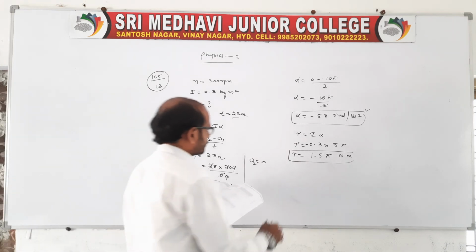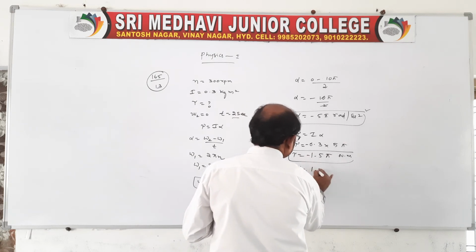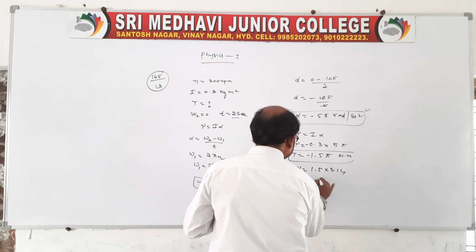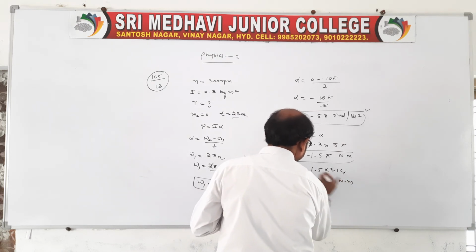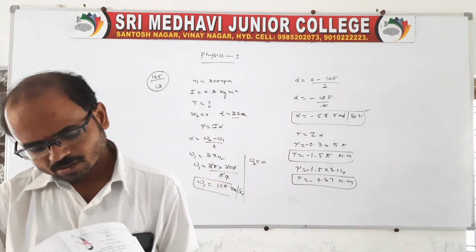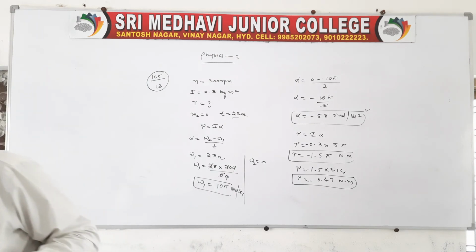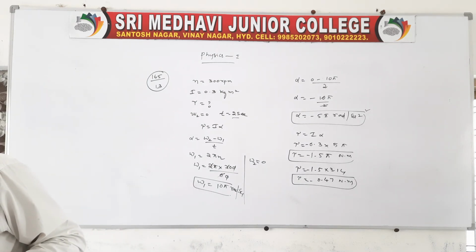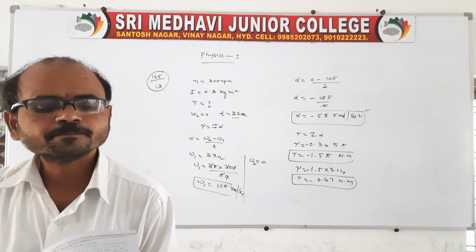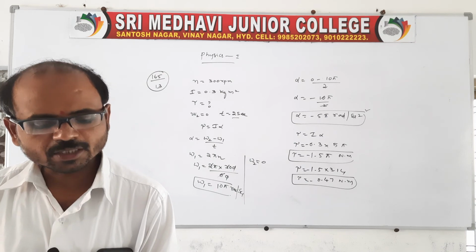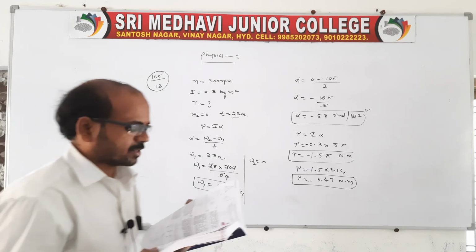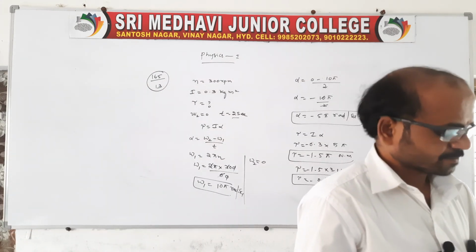Suppose you want to substitute 3.14 also, you will get the answer as minus 1.5 into 3.14, no? Then you multiply this, it is approximately minus 0.471 Newton meter. Right? So suppose you do this problem, it is given in page number 165, question number 13. Okay?